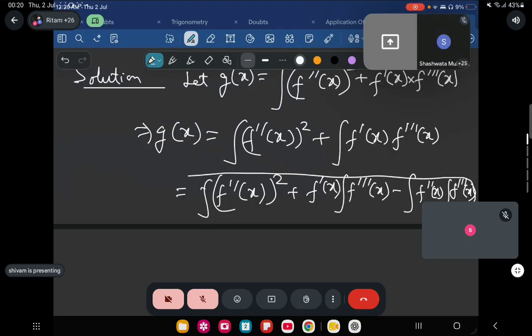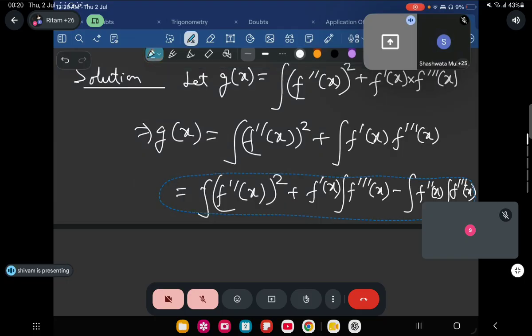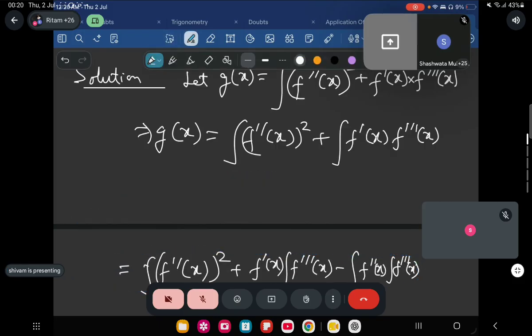How many of you don't know the UV rule? Tell me. Integral of UV is equal to U integral of V minus integral of U dash integral of V. How many of you don't know this? Tell me.